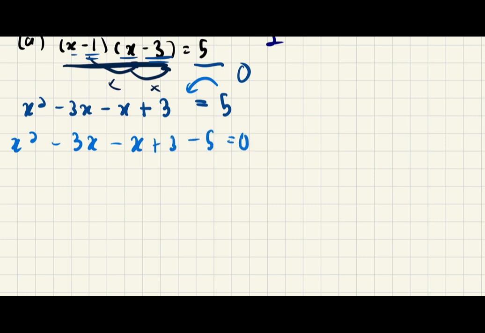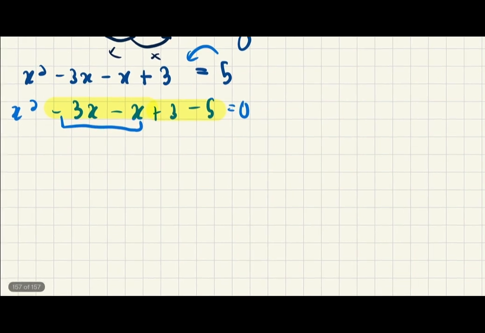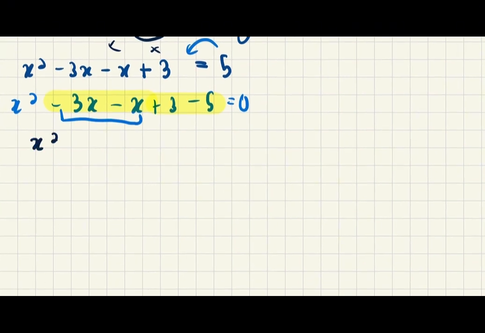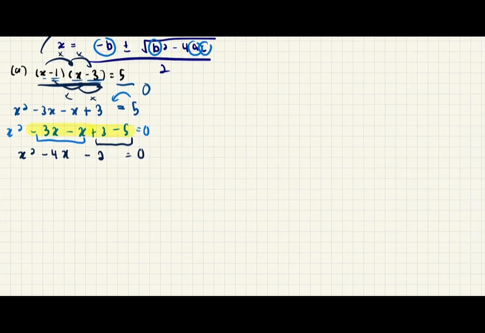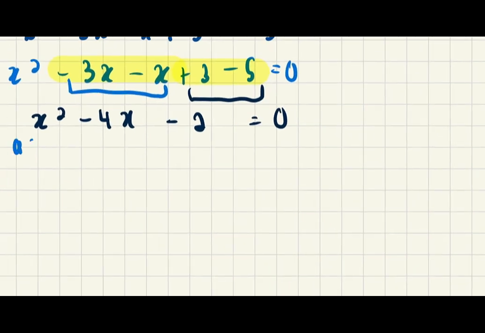So now what you can do here, you can simplify with this, and then simplify with this, isn't it? So here you will get x squared, negative 3x minus x, negative 4x, plus 3 minus 5, negative 2 equals 0. So we already have it in standard form. Now we compare with our standard form, ax squared plus bx plus c equals 0.